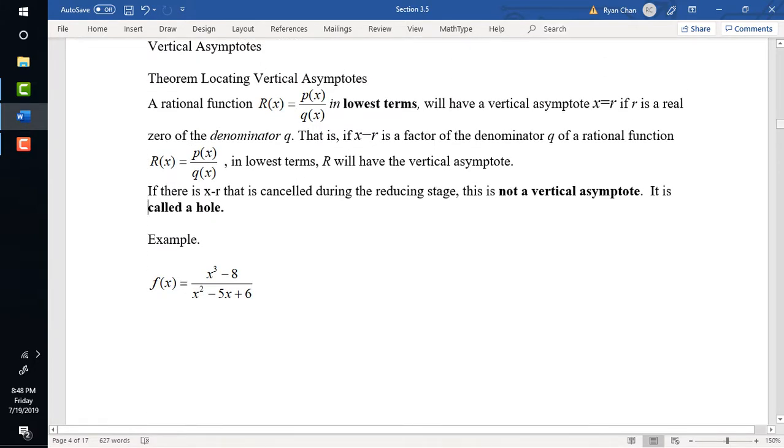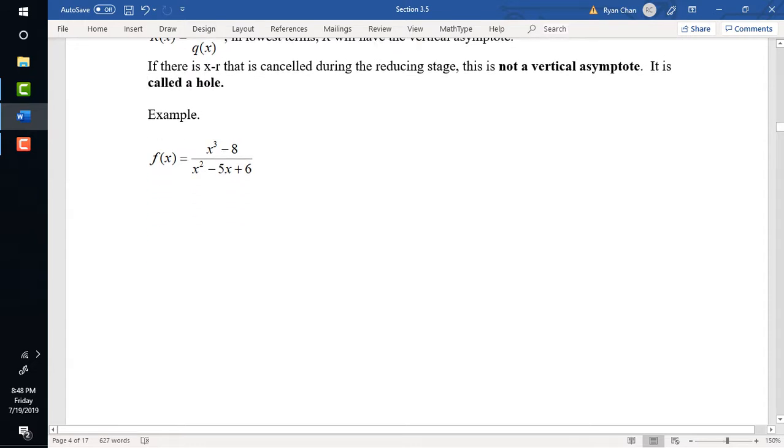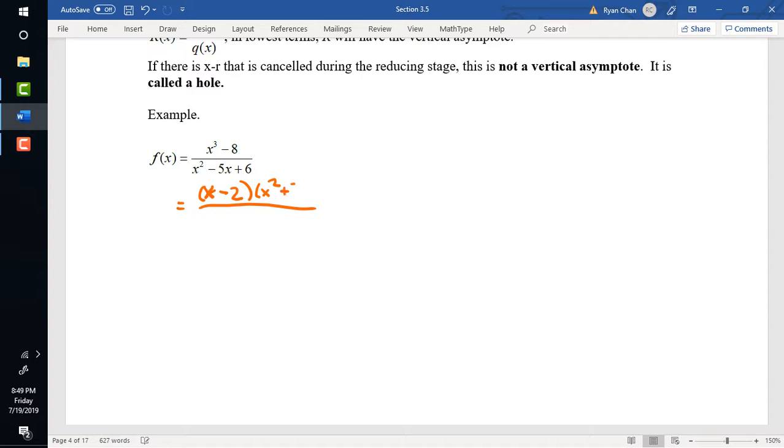I have x cubed minus 8 all over x squared minus 5x plus 6. What I'm going to do is factor the top and the bottom. Remember how to factor x cubed minus 8. This is a difference of cubes. This one is x minus 2, and my other factor is x squared plus 2x plus 4. When I factor the bottom, this is x minus 2 times the quantity x minus 3.